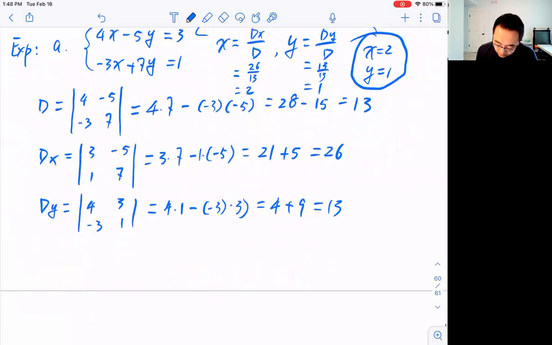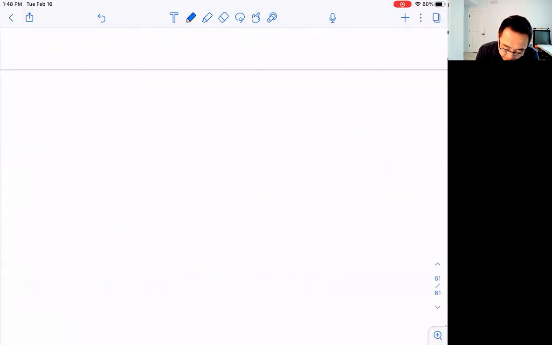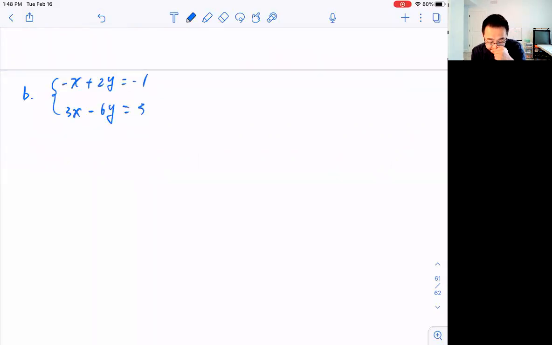Okay, now let's look at another example. Let's say now you have another system, which is negative x plus 2y equals negative 1, and 3x minus 6y equals 3. Okay, so again, we want to find d, which is the determinant of negative 1, 3, 2, and negative 6.